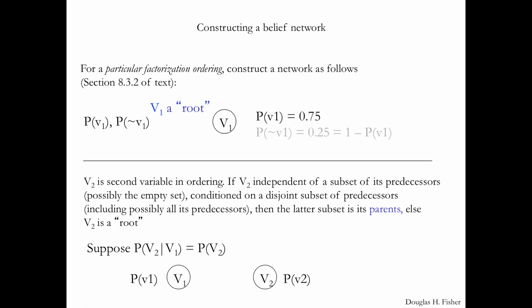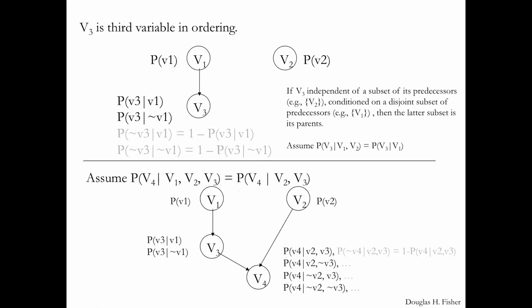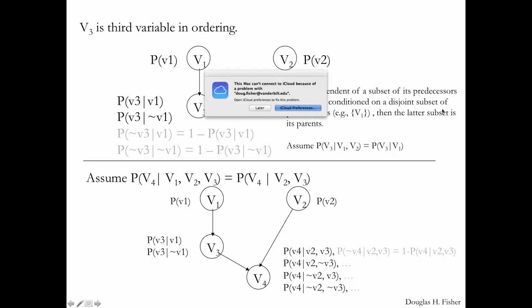And V2 is an additional root. And then we take V3. This is the third variable in the ordering. And again, the question we're going to ask is: is V3 independent of a subset of its predecessors? Let's pretend that subset is V2, conditioned on a disjoint subset of predecessors, in this case V1. So in other words, does knowledge of V1 induce a conditional independence of V3 and V2?